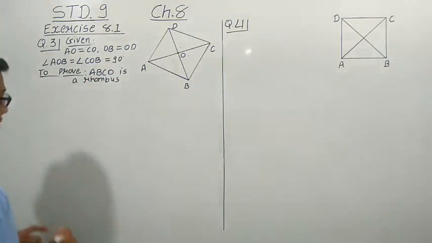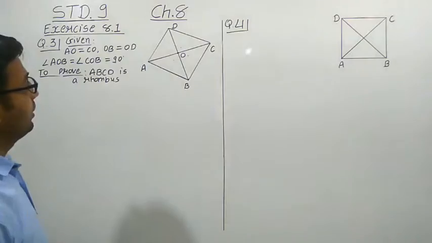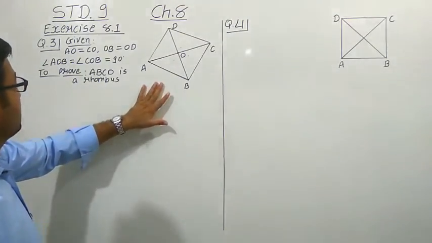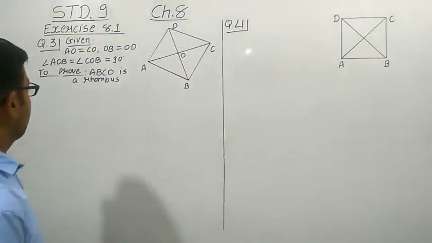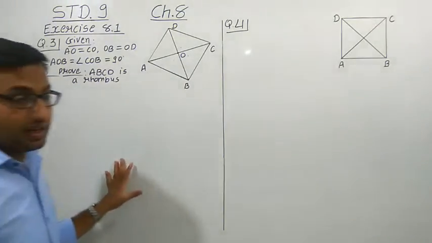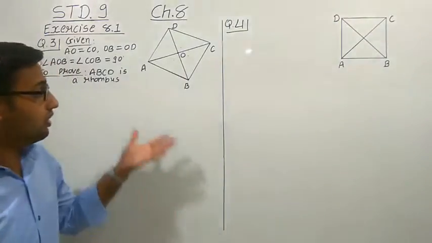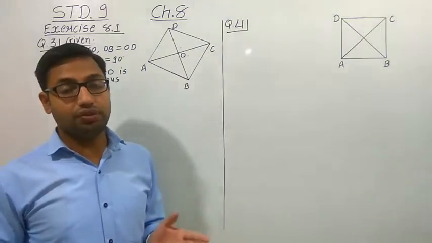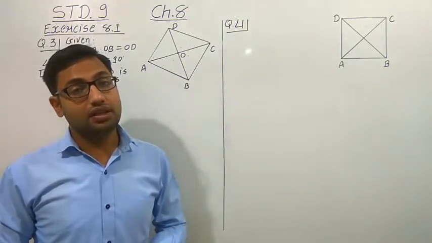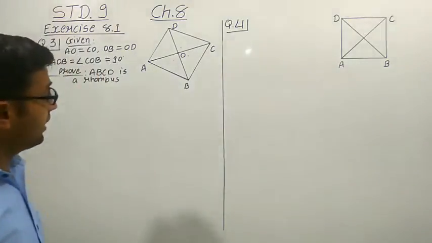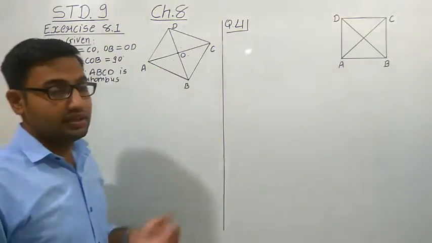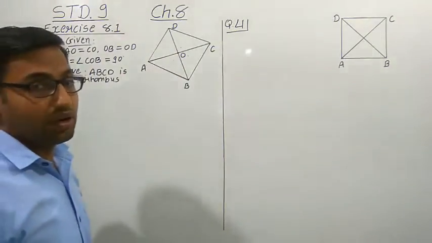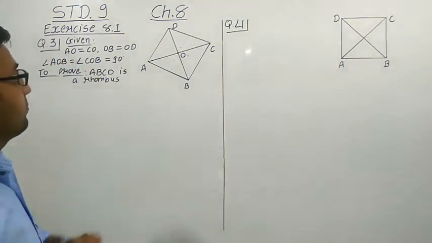So here we have to prove that this quadrilateral is a rhombus. Remember that chart, in which we have seen that if there is a quadrilateral and we want to prove it is a rhombus, first of all we have to prove that it is a parallelogram, and after that we can prove that it is a rhombus. So first of all we have to prove that ABCD is a parallelogram. How can we prove that ABCD is a parallelogram?